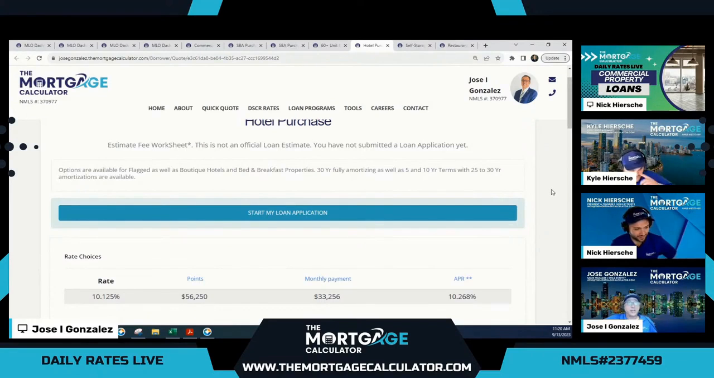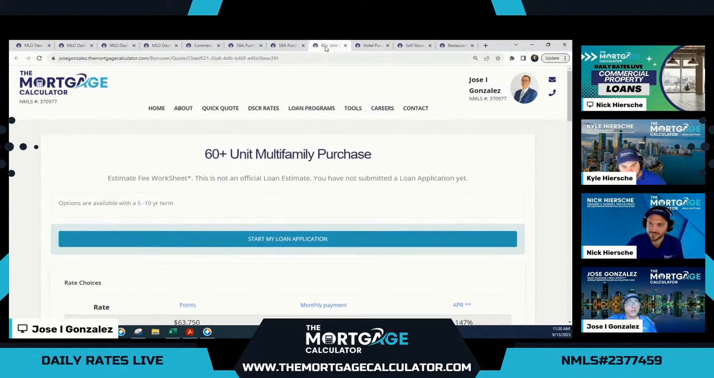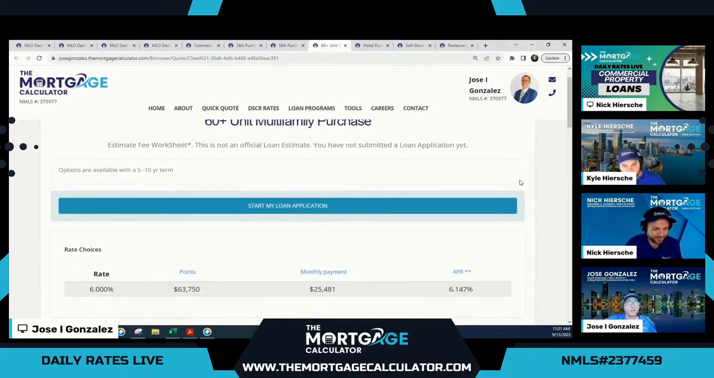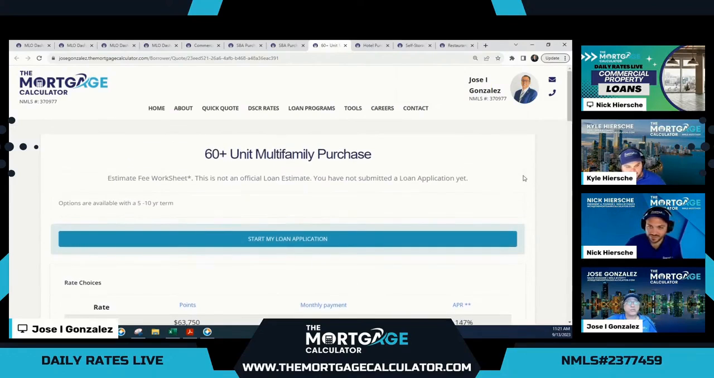So again, you're usually going to have some sort of a range up front, and then they'll give you your exact rate once they review everything. So here, this is for a 60 unit multifamily. We do have great options here at the mortgage calculator for your large multifamily loans.